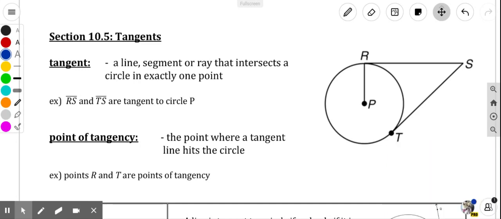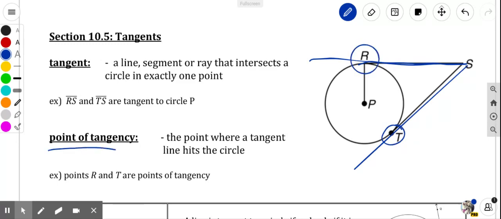So first, the definition of a tangent line. It's a line, segment, or ray that intersects a circle in exactly one point. So it just grazes the circle. It only touches the circle at one point. If you look at this picture here, it says RS and TS are tangent to circle P. See how we have RS here and TS here. So it hits the circle at just one point.